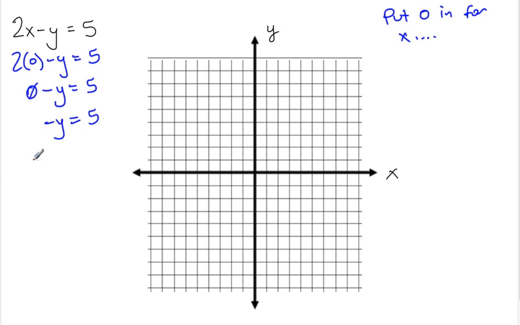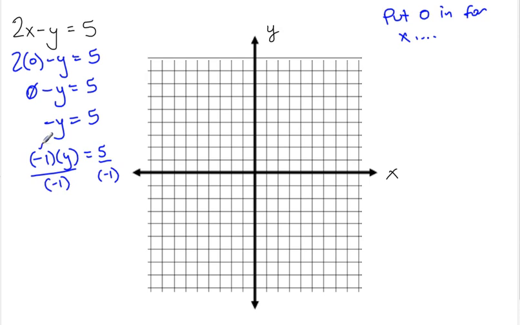Negative y is the same as saying negative 1 times positive y. We need to get rid of that negative. We don't want a negative in front of the y. So if this is being multiplied, the opposite of multiplication is division. I do the opposite, but whatever I do to one side, I have to do to the other side.